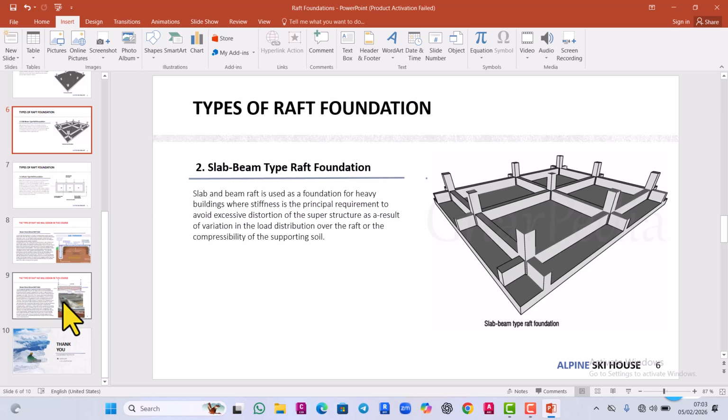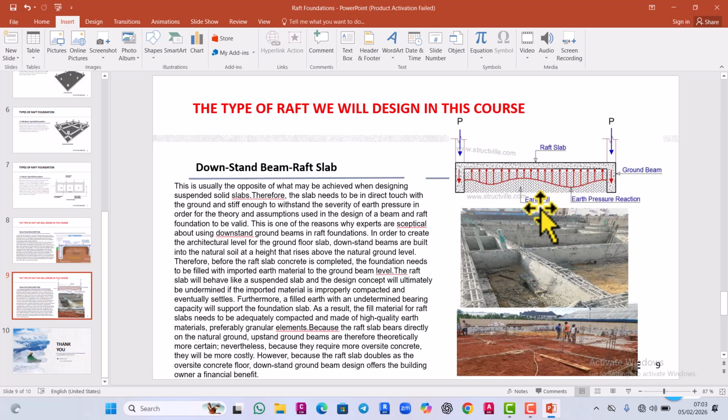But in this case now, you see that it's constructed over natural ground level. So you have to backfill. But in the upstand, the slab is directly coming in contact with the natural soil. So there's nothing like a settlement. So professionals say it is more reliable. Like what I've explained now, you see that it's more reliable. Okay. But at the same time, it's more costly compared to the downstand.